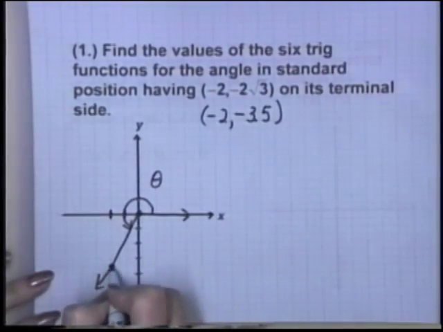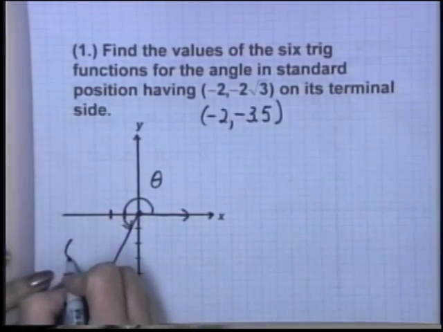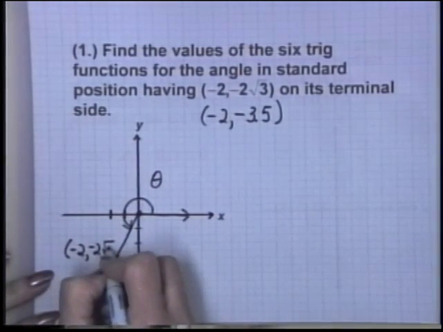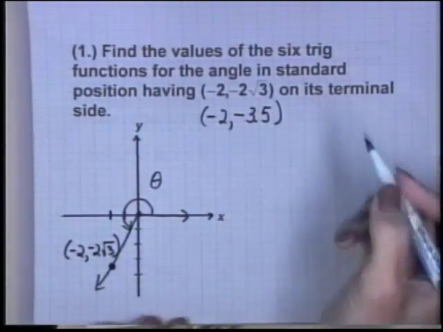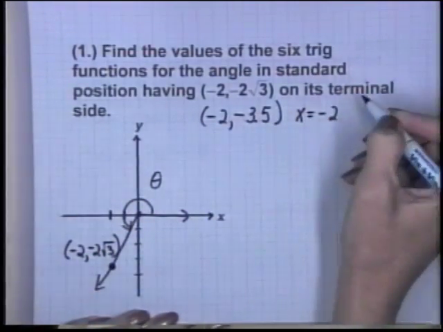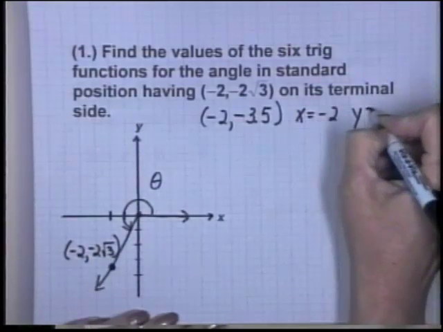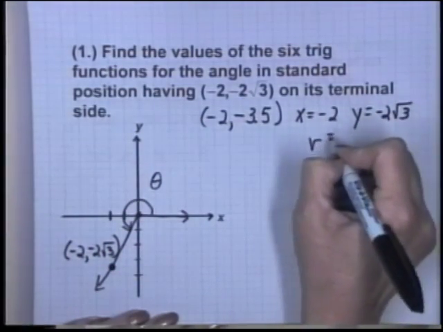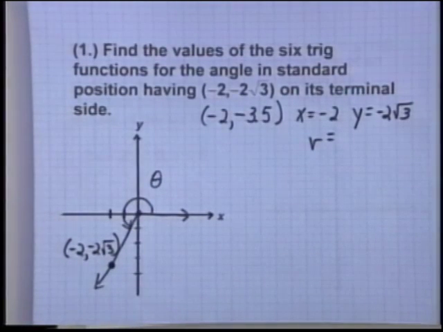There's my theta, and I'm going to label my point. So my x in this case is -2. My y is -2 times the square root of 3. And I'm going to need to find my r.